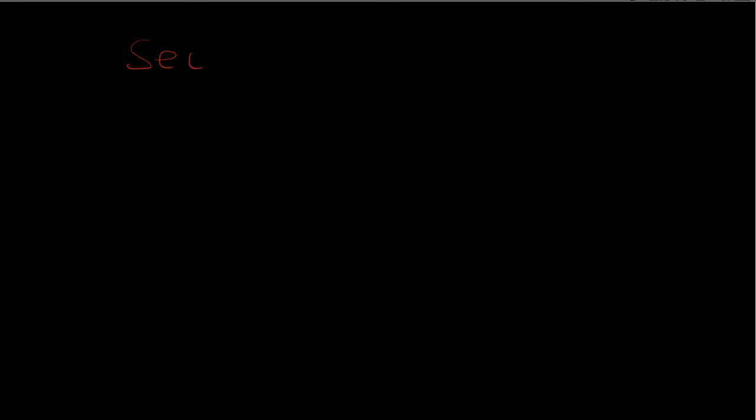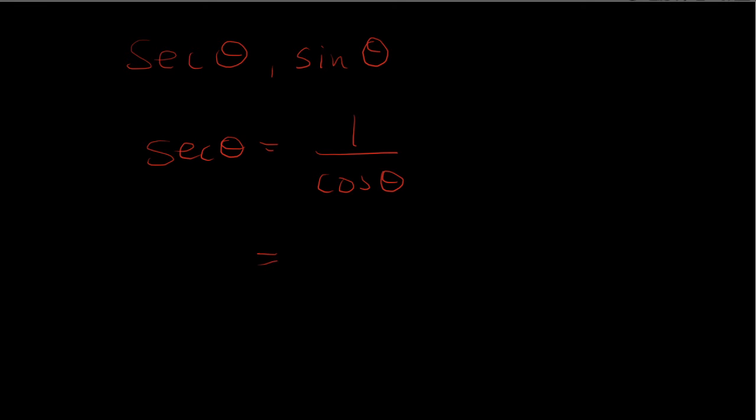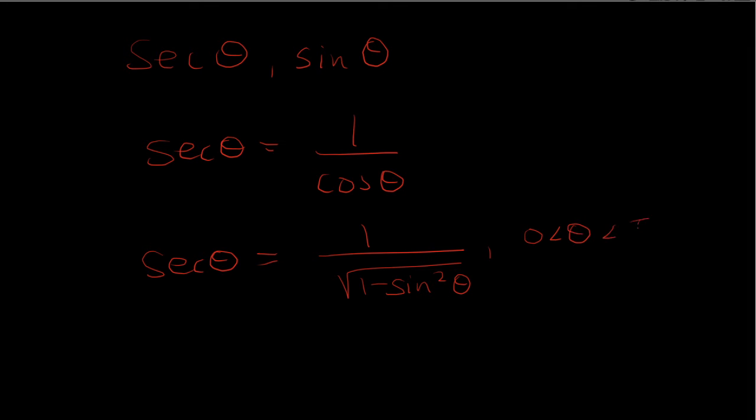Next, we want to write secant theta in terms of sine theta. So for this one, secant theta is 1 over cosine. And cosine, from the previous examples, we said was the square root of 1 minus sine squared. And again, for all of these questions, we're going to let theta be between 0 and pi over 2.